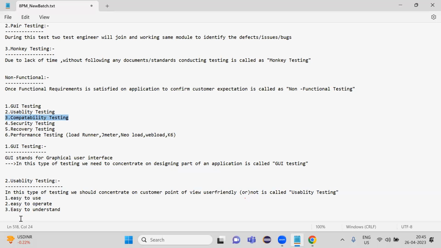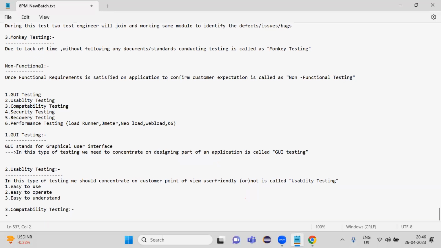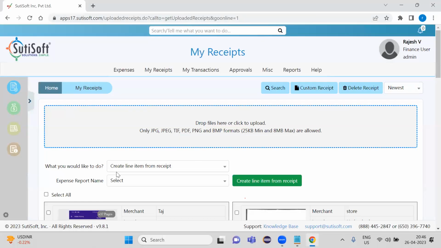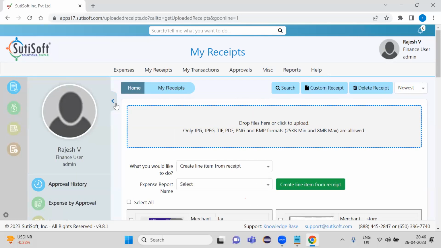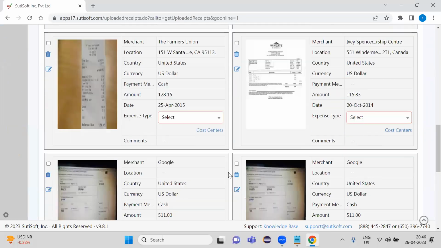What is the next one? Compatibility testing. What is meant by compatibility testing? Can anyone answer? Suppose in the Chrome browser no issues come. Suppose I work on another system or another browser, like Firefox, Internet Explorer, or Opera. If you work on those, you will get some alignment issues. The look and feel won't be the same. Clear?